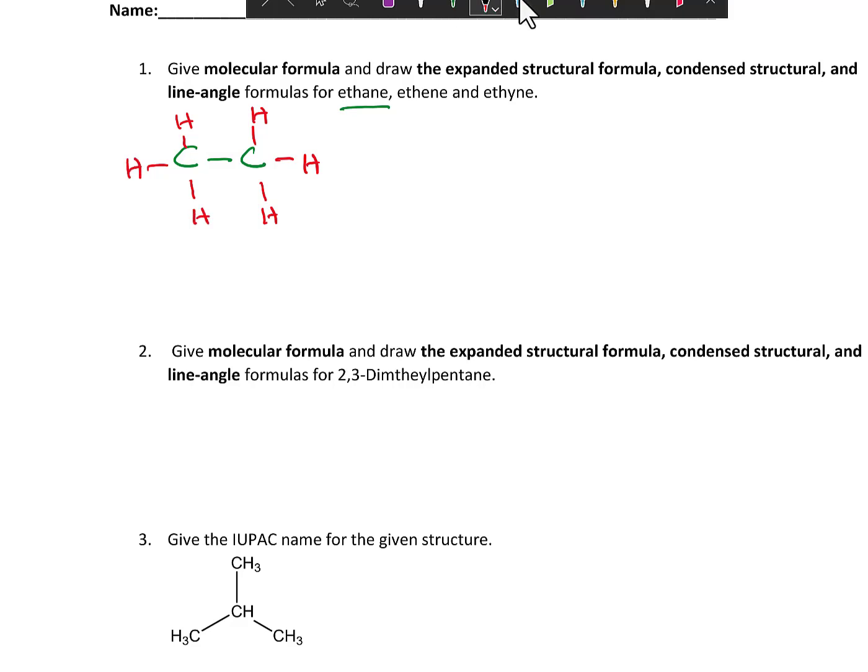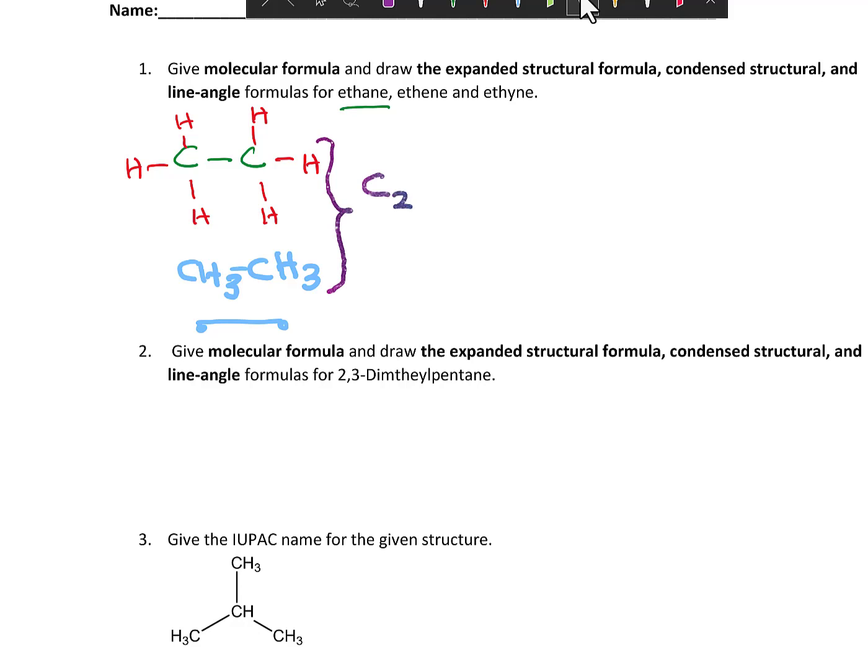Okay, now we can draw the condensed structural formula. One corner is a CH3, the other corner is a CH3. You can also put a line between. Okay, so you can clearly see CH3 is connected to a CH3. Okay, now the line diagram is just a line, but you have to imagine each corner of a line is a CH3.